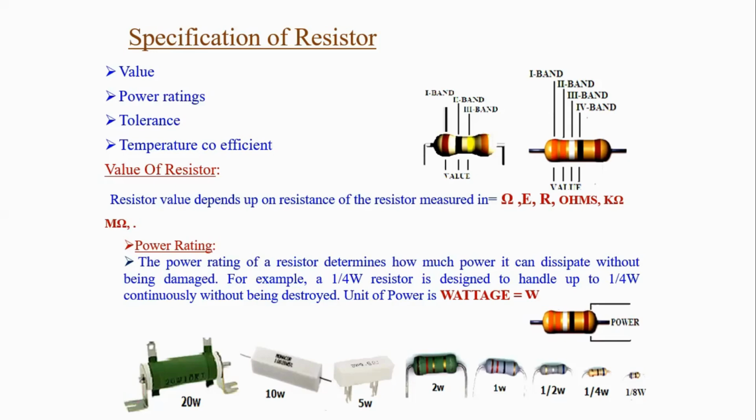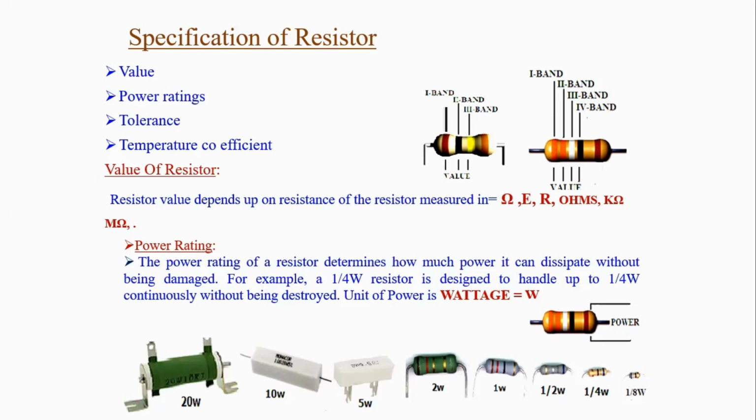Tolerance: in the color code, the last ring is given as the tolerance. Mostly you will find two rings, gold and silver. Gold stands for 10% and silver stands for 5% tolerance. Then comes the temperature coefficient. You don't have to bother, because in industrial grade they will use carbon film or metallized film.